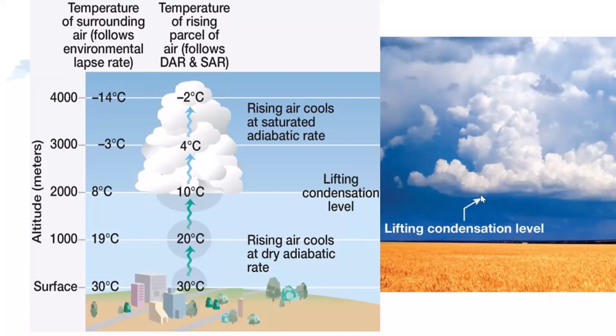And so anytime you see this out in the real world, where clouds just happen to form at a specific elevation or altitude, this is why you're seeing this. It's the lifting condensation level. This is the point where the moisture in the atmosphere is condensing because it is reaching a saturation level.